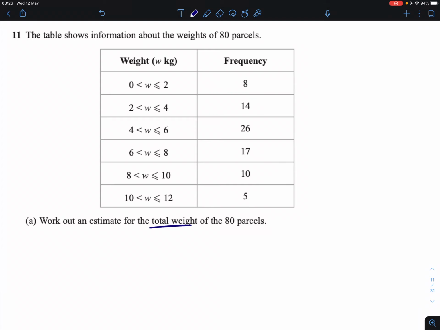So the fact that we have 8 parcels, for example, between 0 and 2, we don't know their exact weights. They're anywhere between 0 and 2. So the fact that we're being asked for an estimate, the best guess is if it's between 0 and 2, then we pick the number that's halfway in the middle, also known as the midpoint. So I'm going to use 1 because it's halfway between 0 and 2. 3, 5, 7, 9, and 11 are all halfway in between their relevant terms in their interval.